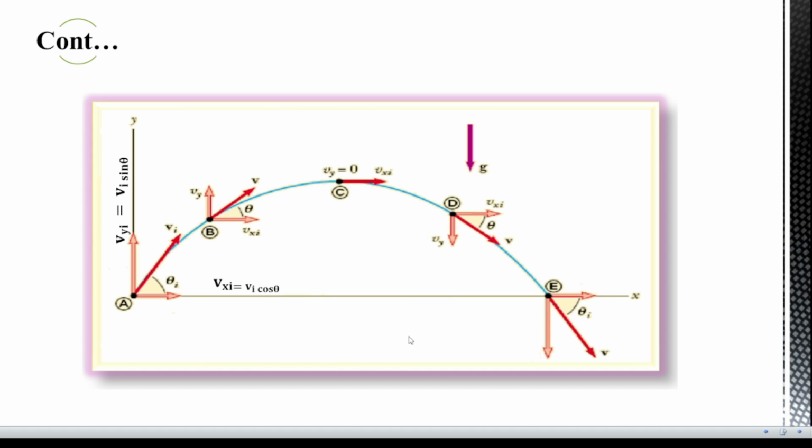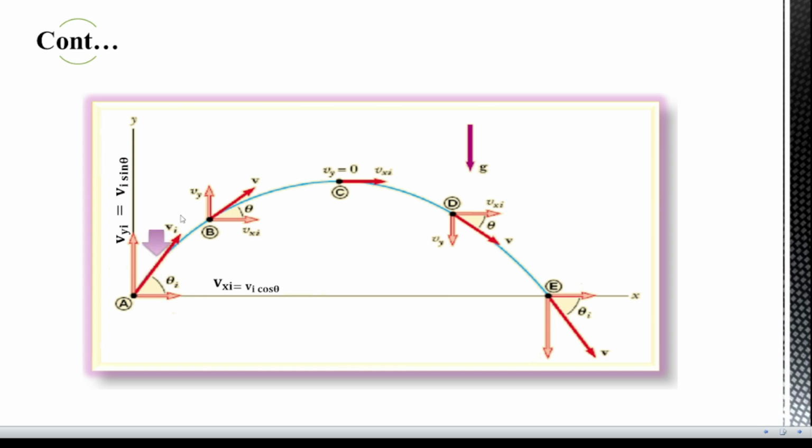Look, my dears, projectile motion is two-dimensional motion in which the velocity of a moving object has x as well as y components. If an object is thrown with the initial velocity vi that makes an angle theta i with the horizontal, its path or trajectory will be a concave down parabola. Such motion is known as projectile motion. So the angle theta i is called the angle of departure.